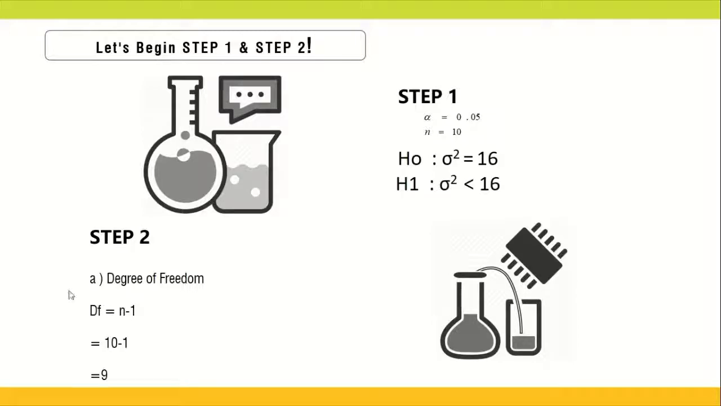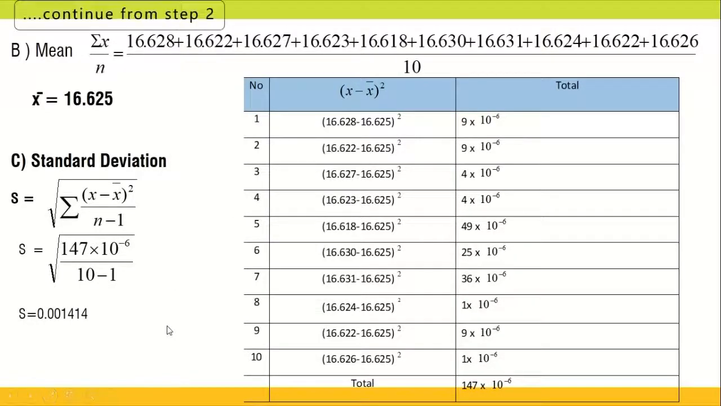Let's continue to step number 2. The second step is to find the standard deviation by using this formula: the sum of every data point minus the mean, squared, over n minus 1. And then this is the mean formula. The mean is 16.625.